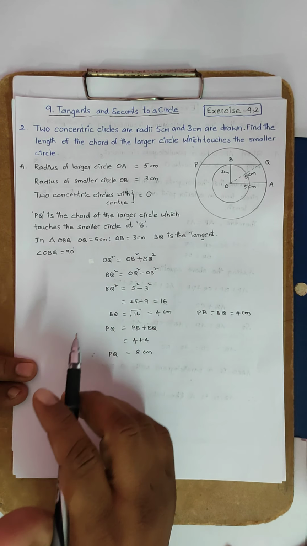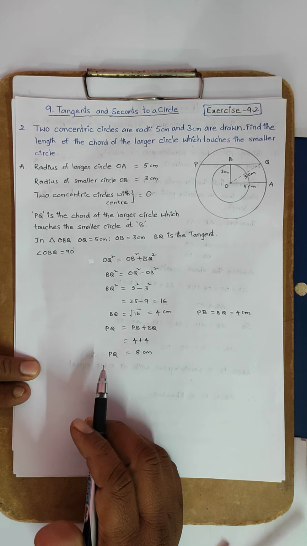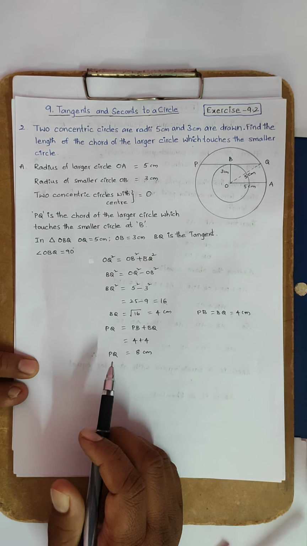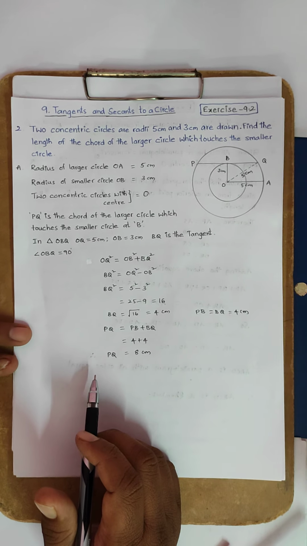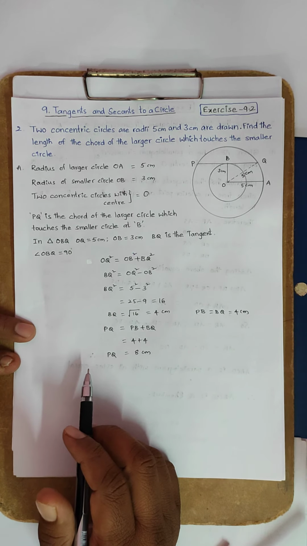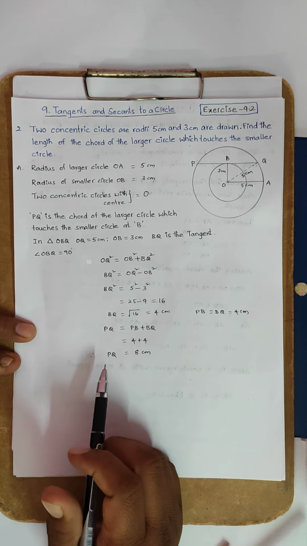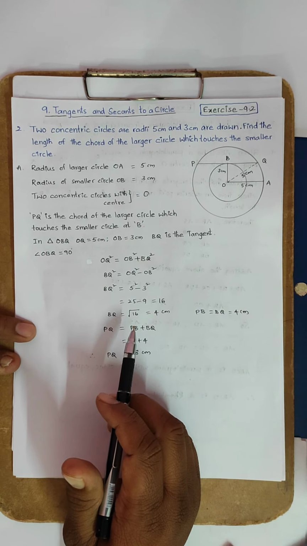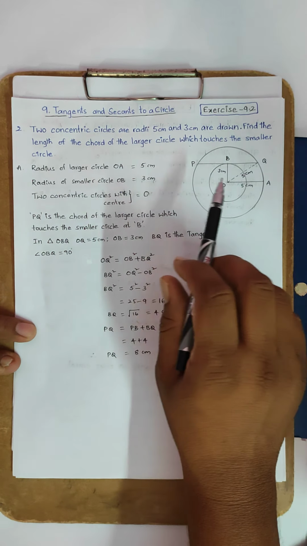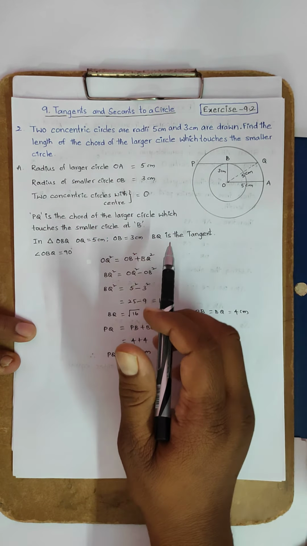Hi everyone, today our topic is tangents and secants to a circle, Exercise 9.2, second problem. Two concentric circles of radius 5 centimeter and 3 centimeter are drawn. Find the length of the chord of the larger circle which touches the smaller circle.